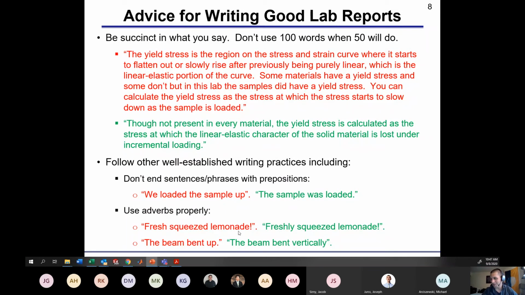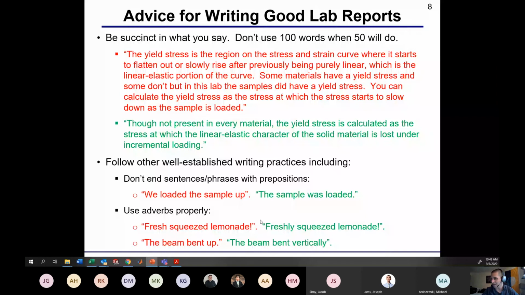Adverbs. Fresh squeezed lemonade. God, that one drives me crazy. Every single time I see an advertisement for lemonade. Fresh squeezed lemonade. Oh, fresh is not an adverb. When you're describing how it was squeezed, you need an adverb. All right? Freshly squeezed. How was it squeezed? It was squeezed freshly. Sounds a little silly, but it's the correct way to say it.